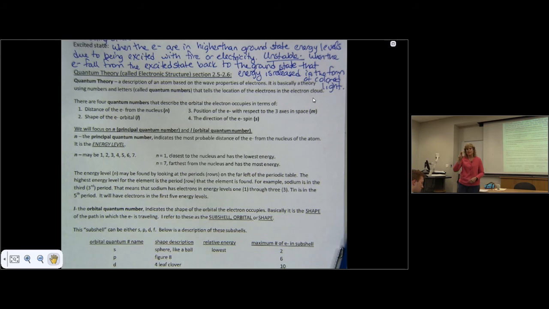Now, why do I mention that? Because electrons exist in pairs, but electrons are negative, correct? What do like charges typically do to each other?